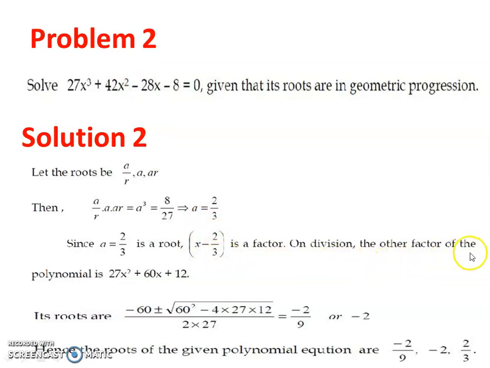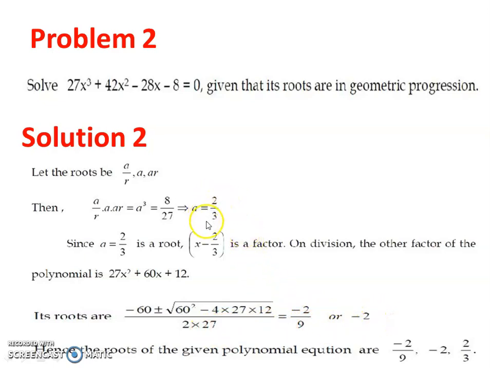Then you will get the other factor as 27x square plus 60x plus 12. It's a quadratic equation. Now we can solve that quadratic equation by the normal procedure. Then we will get the roots as minus 60 plus or minus root of 60 square minus 4 into 27 into 12, divided by 2 into 27. That is equal to minus 2 by 9 or minus 2.